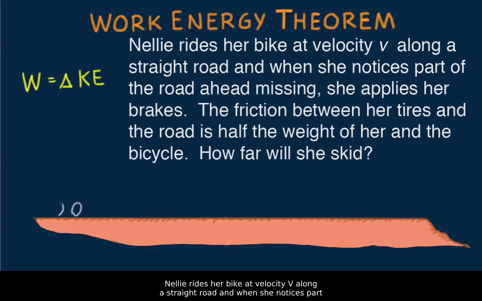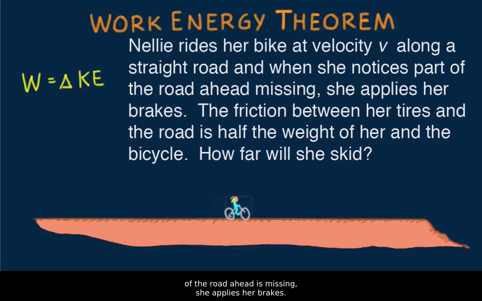Nellie rides her bike at velocity v along a straight road, and when she notices part of the road ahead is missing, she applies her brakes. The friction between her tires and the road is half the weight of her and the bicycle. How far will she skid?